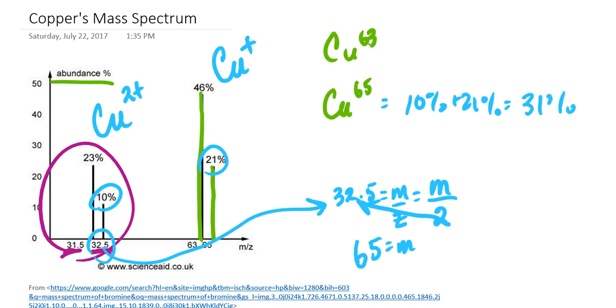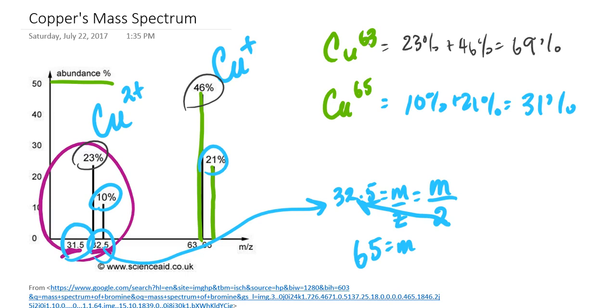If we take a look at this signal right here and we do the same thing, 31.5 times a charge of 2, that would actually be 63. And if that's the case, then that means that this abundance of 23% should be added to that abundance of 46%. So an abundance of 23% plus 46%, that means I have an abundance here of 69% for copper 63.